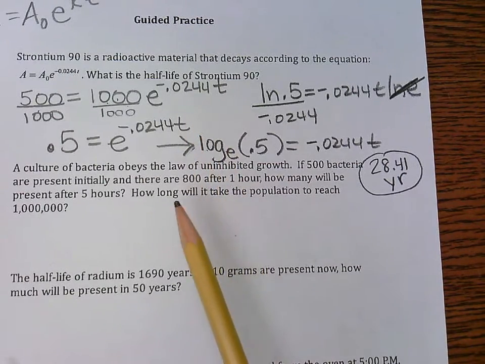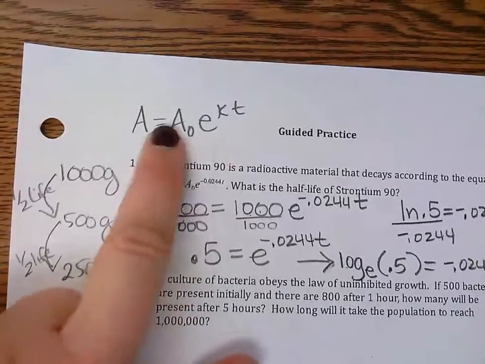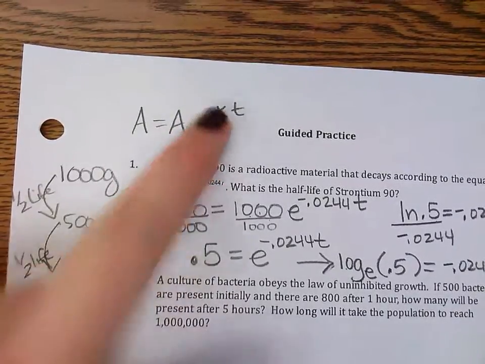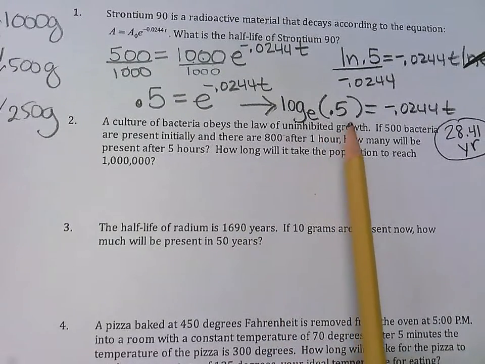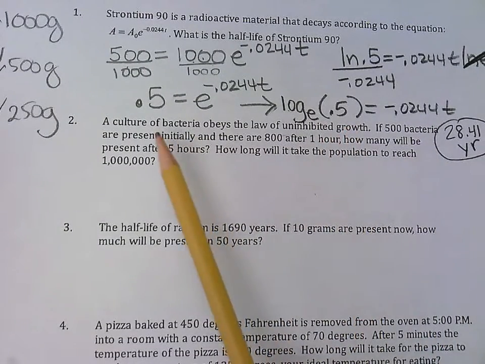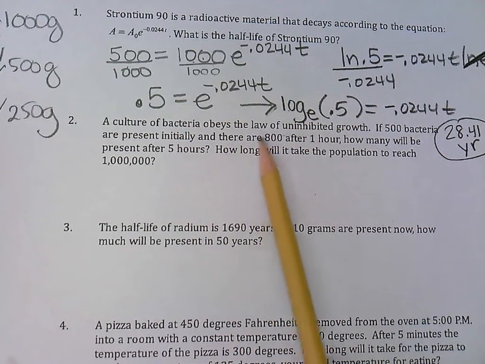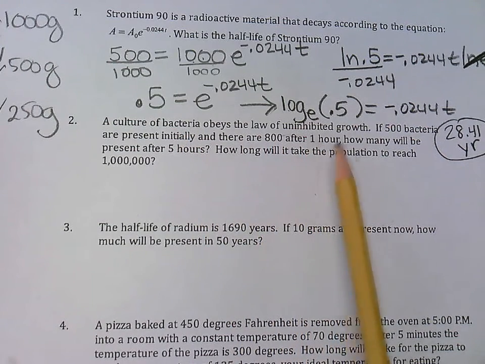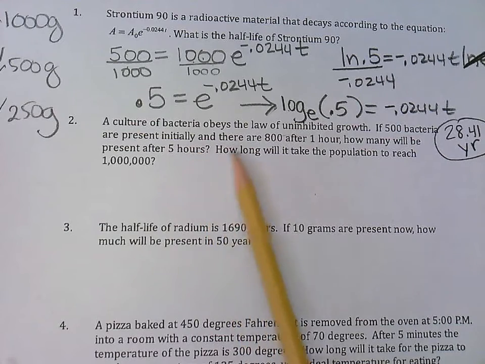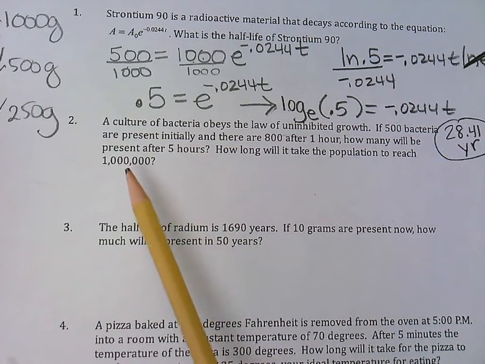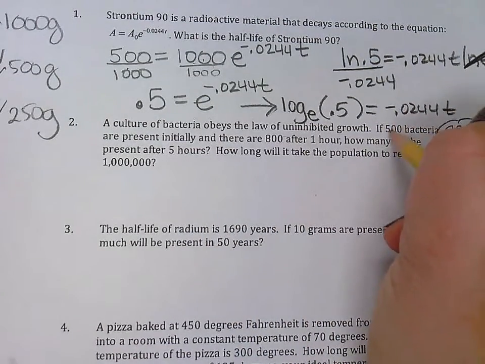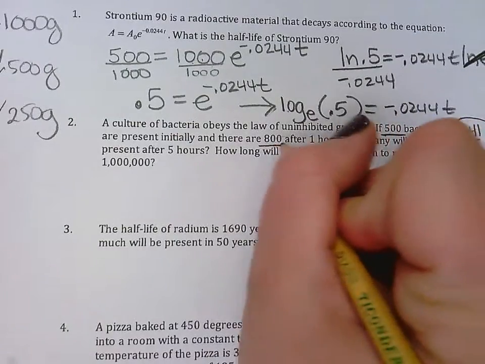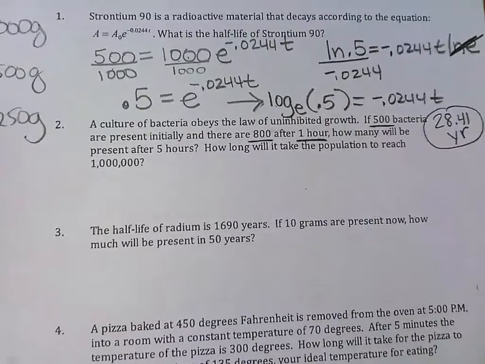Number 2, it's the same starting formula, except now K is going to be positive because this is going to be uninhibited growth this time. It's a bacteria growing. If 500 bacteria are present and there's 800 after 1 hour, how many will be present after 5 hours, and how long to reach 1,000,000 bacteria. They didn't tell me what K was. So I need to take the first part of my work using 500, 800, and 1 hour and find K first.